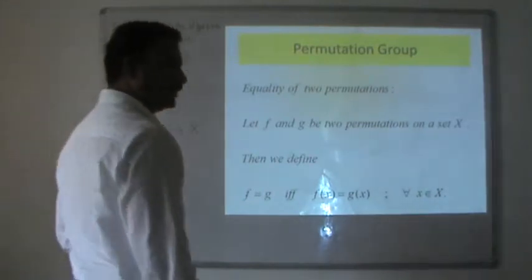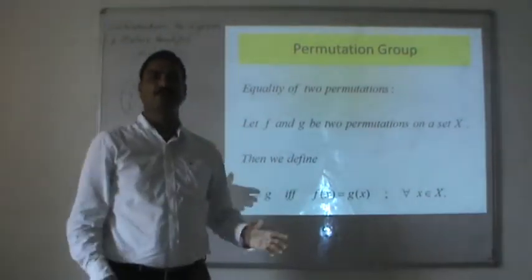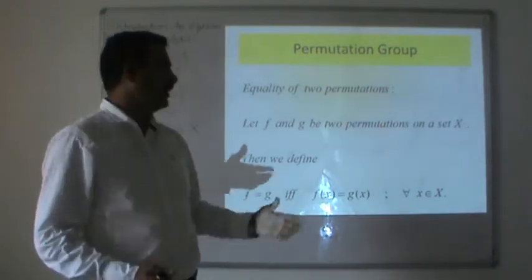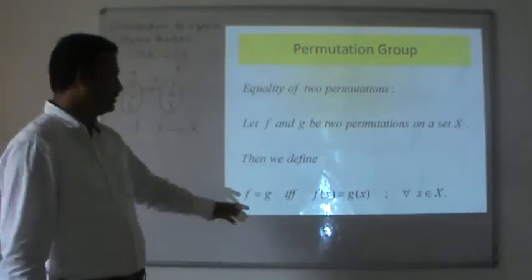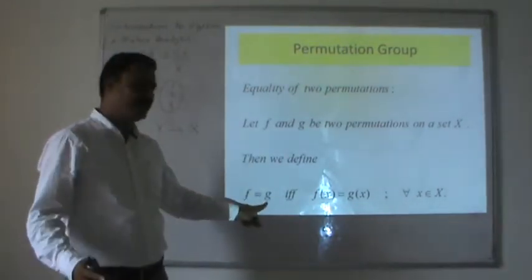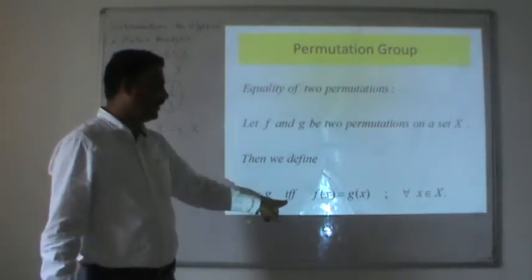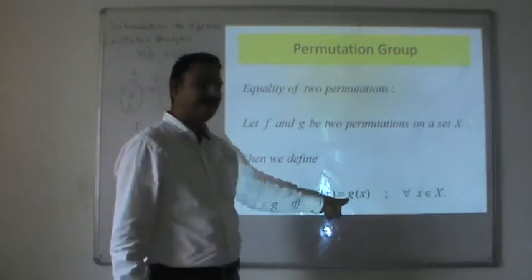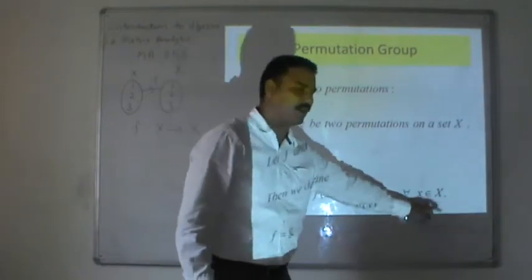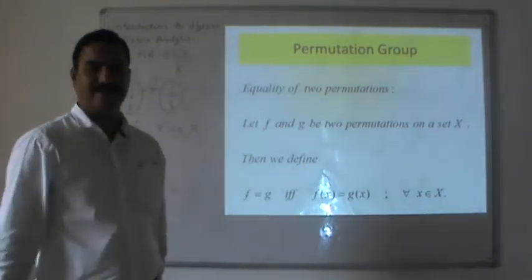Now, equality of two permutations. Two permutations are identical whenever their image sets are identical. That is, F is equal to G if and only if their images are identical for every element x which belongs to our finite set X.